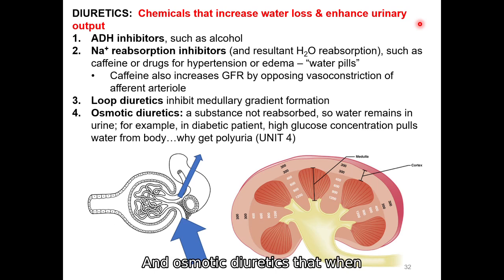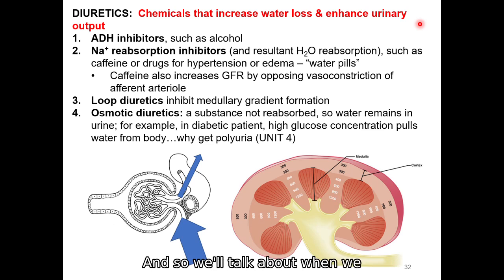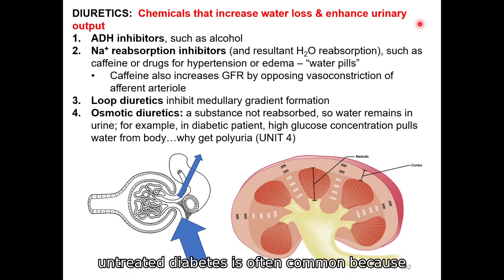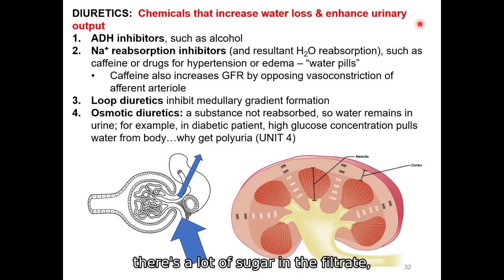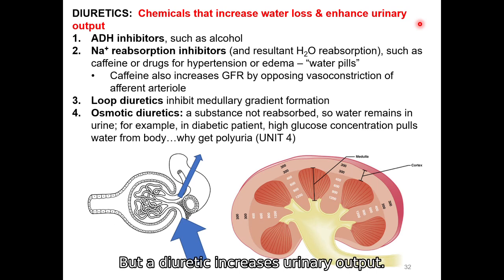And osmotic diuretics, that's when there is a high amount of a substance in the filtrate, and water will also follow other dissolved solutes, so not just sodium. We'll talk about, when we discuss diabetes in Unit 4, that's why polyuria, frequent urination in someone with untreated diabetes, is often common, because there's a lot of sugar in the filtrate, so water will follow sugar just like it follows salt. But a diuretic increases urinary output.